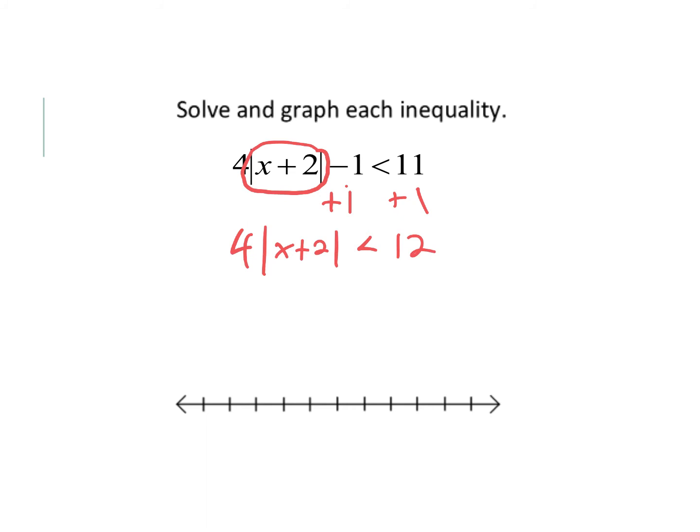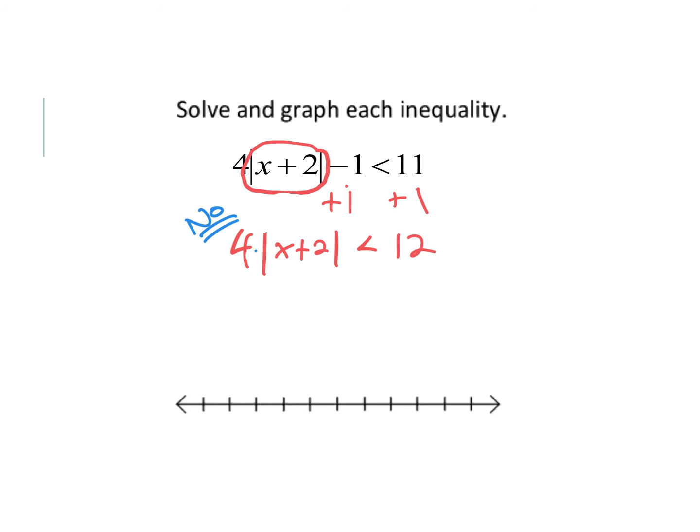Now you might think that we can distribute this 4 through, but we can't. That's a big no-no, okay? In fact, we can only distribute numbers if we have parentheses or brackets involved. With absolute value, you cannot distribute that through. So we have to keep it as just 4 times in front, okay?